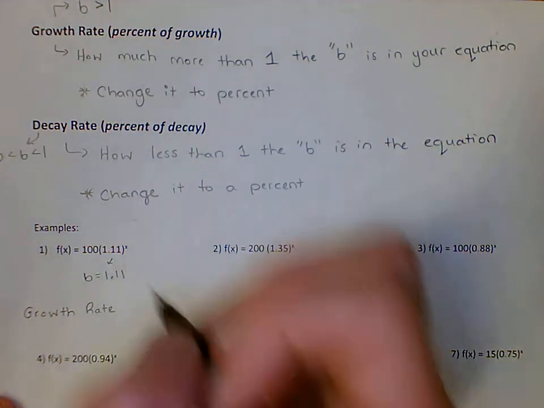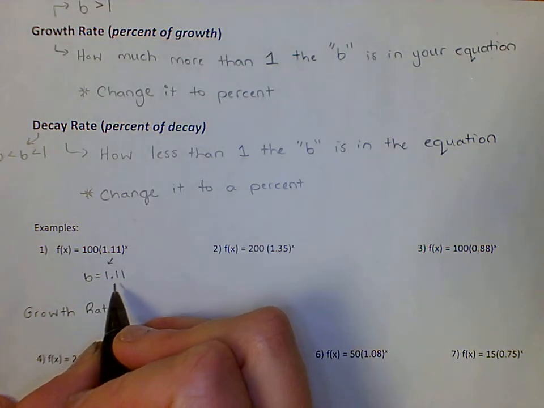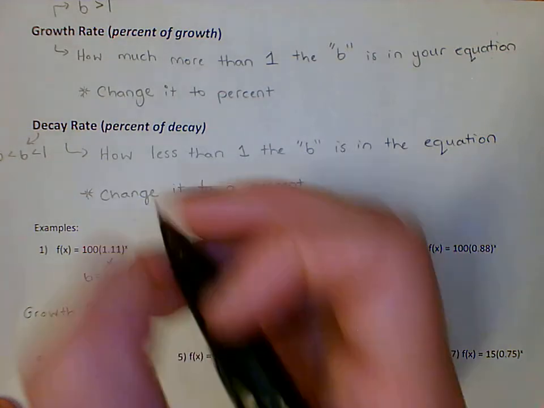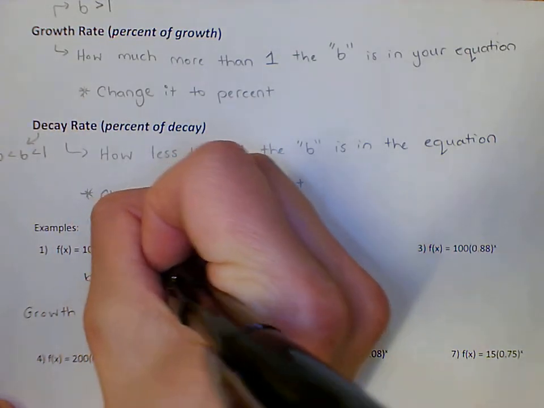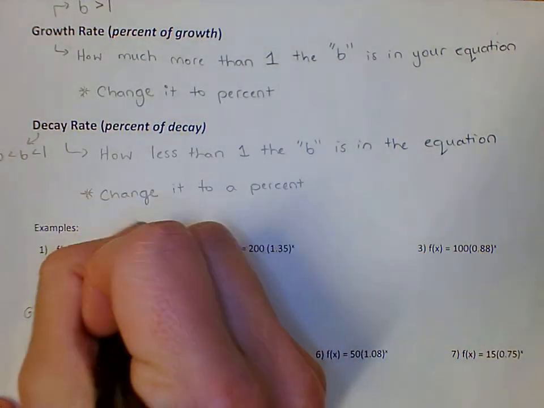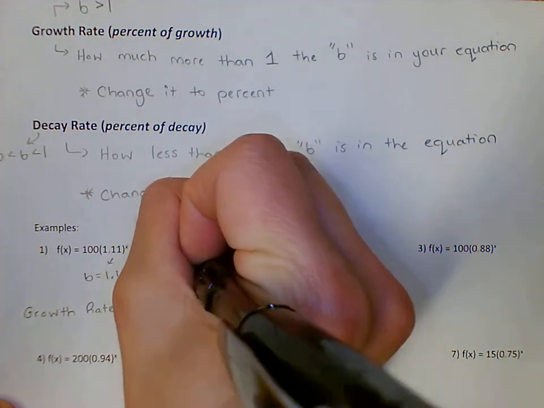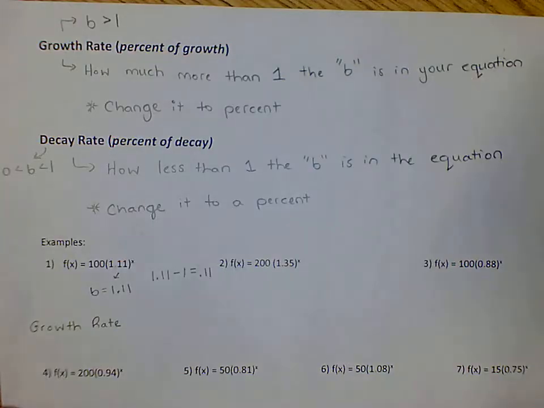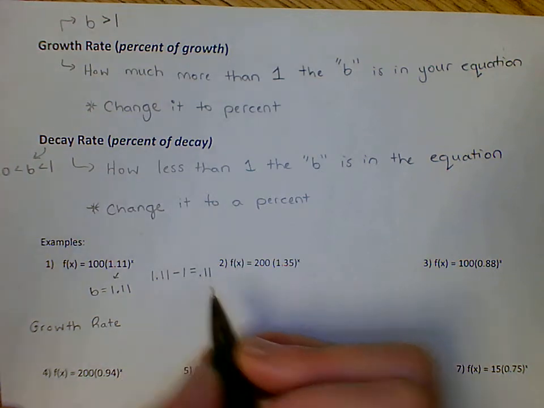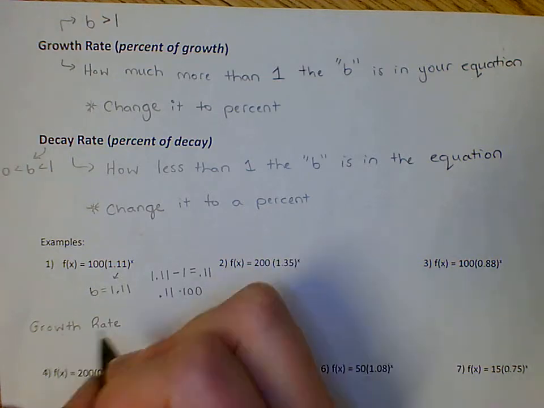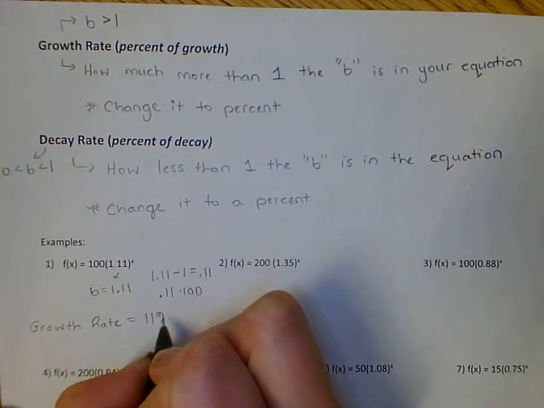Okay, so you could take that and just look at it and say, okay, how much over 1 is that? And you could probably tell. Or if you can't figure that out, you could take that number and subtract 1 from it, and it'll tell you how much over 1 it is. So the growth rate would be 0.11, but you have to remember to change that to a percentage, because a rate is usually talked about as a percent. And so what is this as a percentage? All you have to do is take that number, 0.11, and multiply it by 100, and it'll change it to a percentage. So the growth rate is 11%.